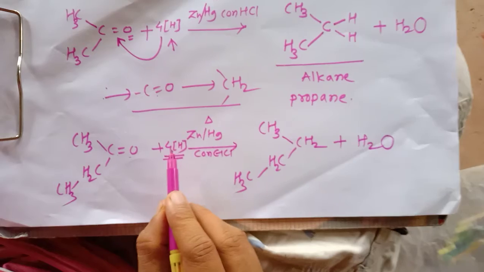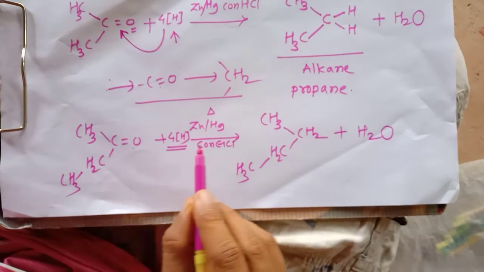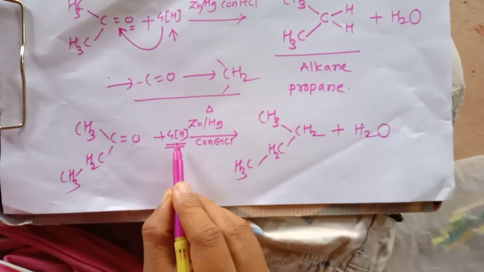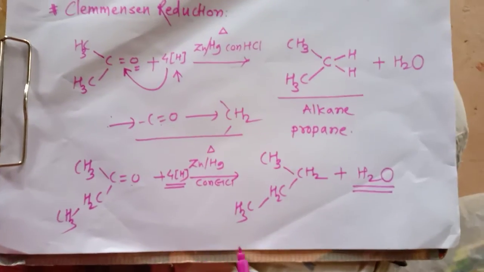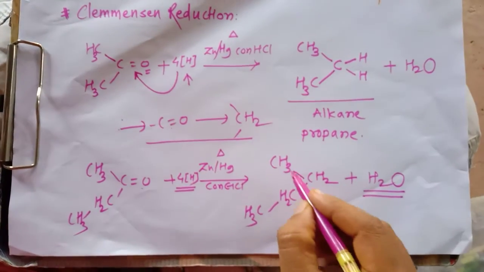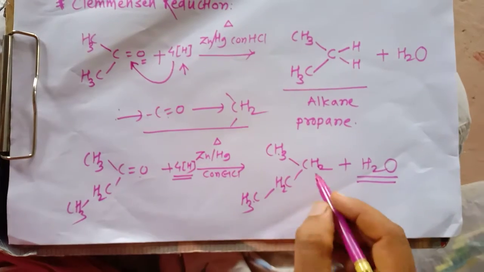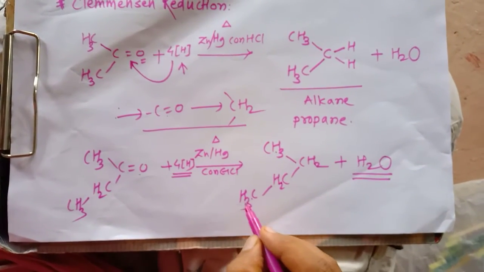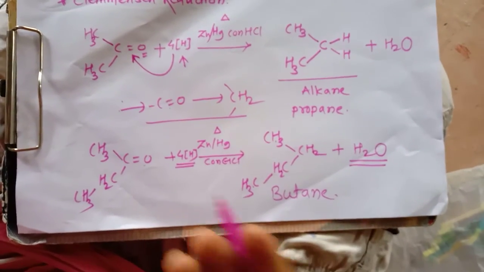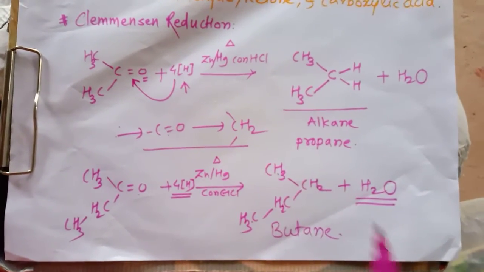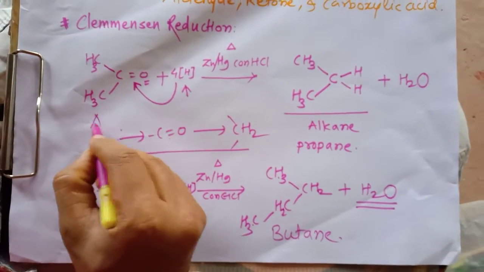H2O. 2 hydrogen atoms add to this carbonyl carbon, and with the oxygen and the remaining 2 hydrogens we get H2O as a byproduct. See here, this is CH3, CH2, CH2, CH3. What is this? A 4-membered carbon chain. That is butane. A question will be asked in your exam: how will you prepare propane from acetone?